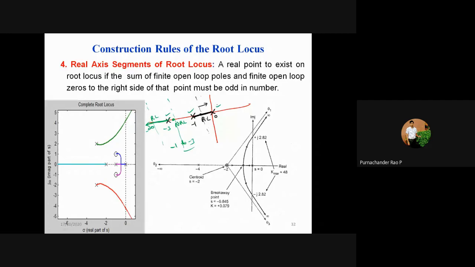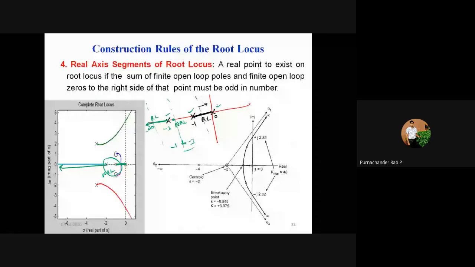So here, this green line I am taking in the first figure, this is a part of the root locus. And then from this point to here, this is a part of the root locus. This dotted line is not a part of the root locus. And for the second figure, from 0 to -2, this is a part of the root locus.